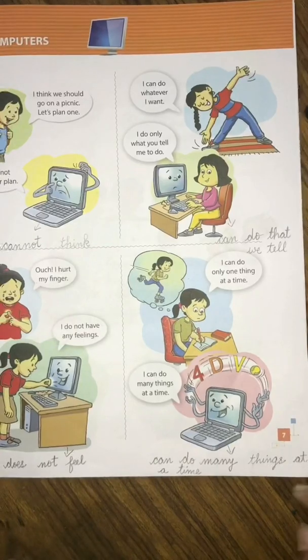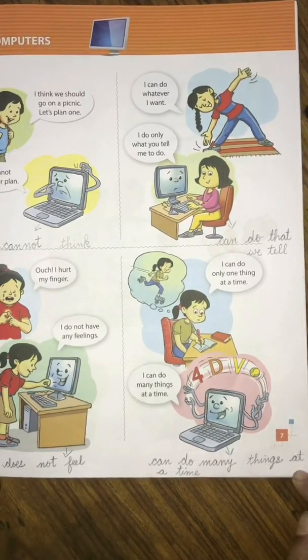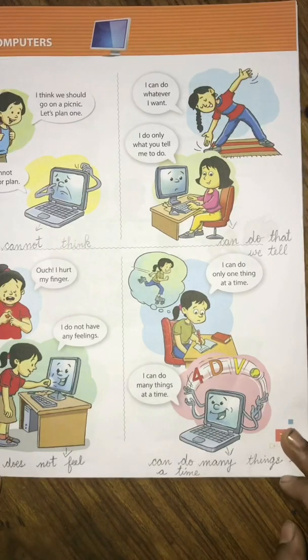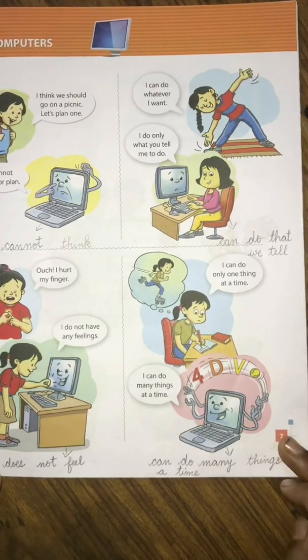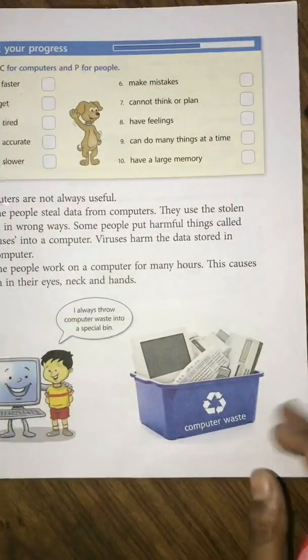Next, I can do only one thing at a time, whereas a computer can do many things at a time. At the same time you can listen to music, you can do typing, and you can draw any picture. So many things can be done at the same time on a computer.